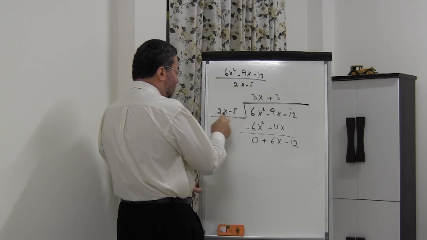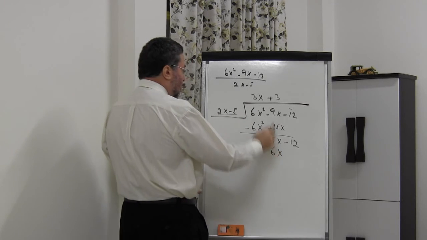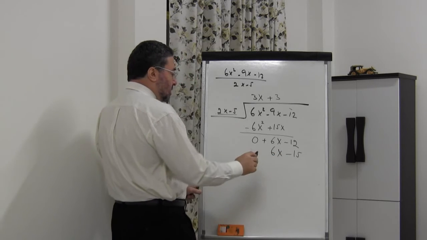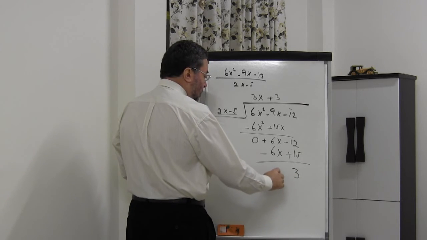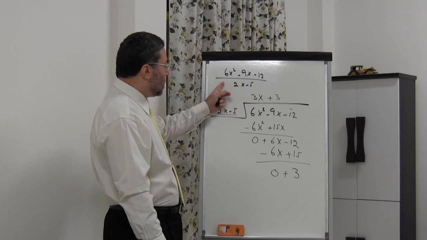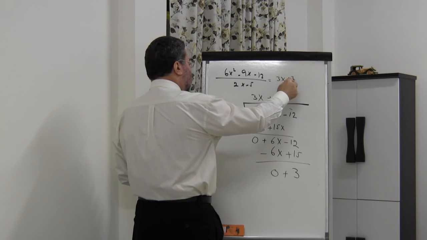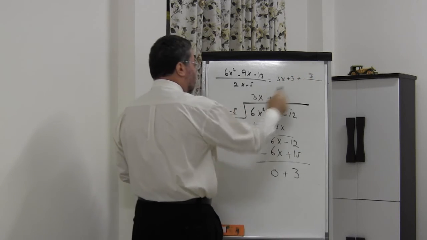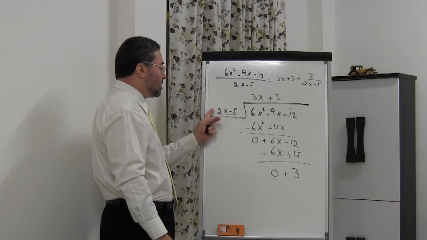And we multiply 3 by these two terms. So 3 times 2x gives 6x, and 3 times minus 5 gives minus 15. And again, we change the signs, so minus, plus, and we get here 3 and 0. So this will be our remainder. And so when we write the answer to this, we put 3x plus 3, plus 3 over 2x minus 5, because this number is over this number.